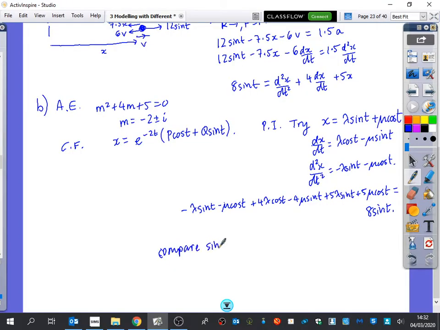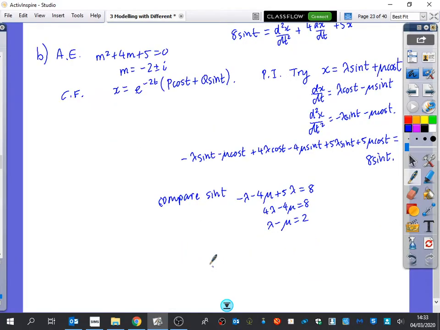First of all, we'll compare sine t. Sine t, we've got minus lambda minus 4 mu plus 5 lambda equals 8. So that's 4 lambda minus 4 mu equals 8, or lambda minus mu equals 2.